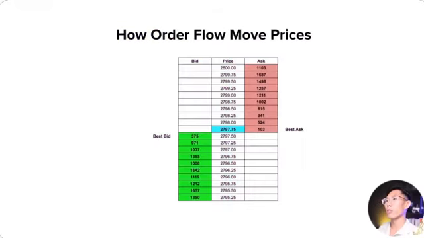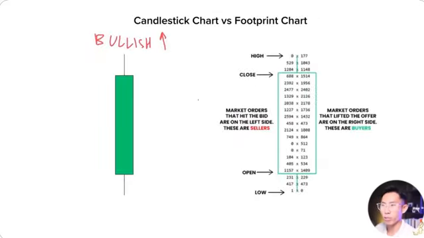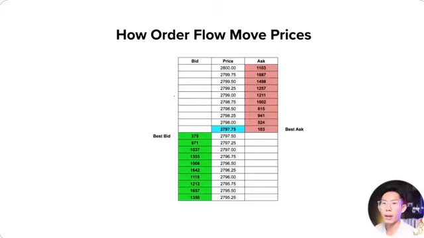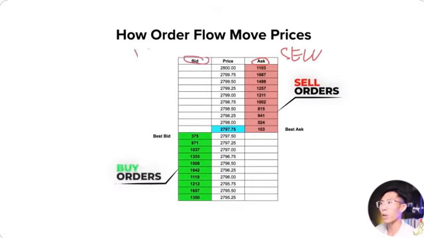Now let's talk about how order flow actually moves prices, right? And let's understand how this footprint chart works on a deeper level. When you look at your bid and ask spread, or rather this is actually your order book, these numbers on the right-hand side, these asks, are essentially your sell orders. As simple as that. And this bid right here, these are essentially your buy orders.